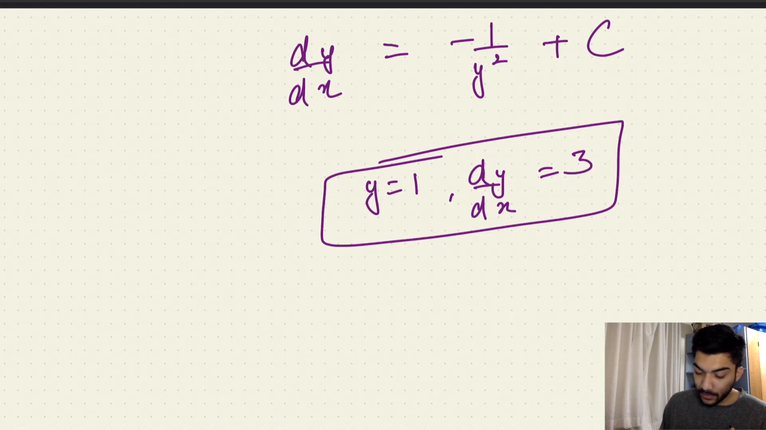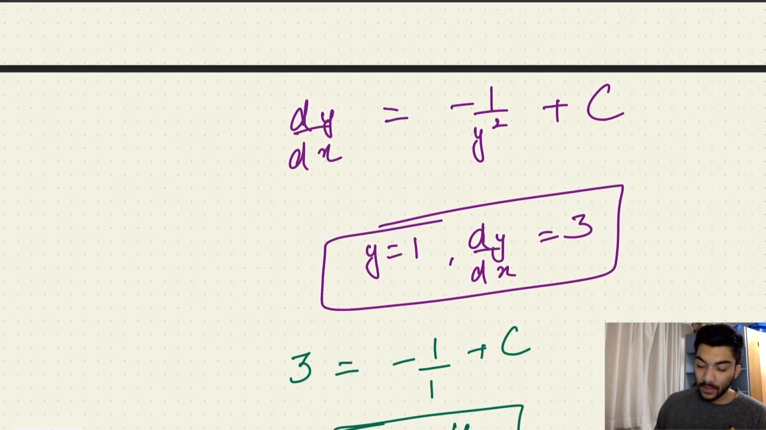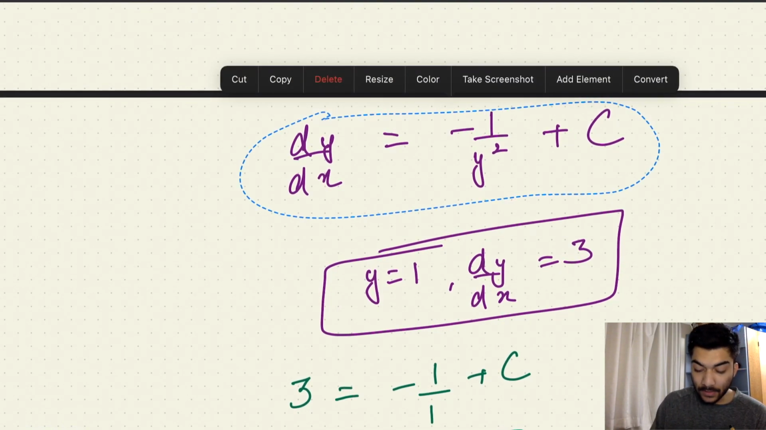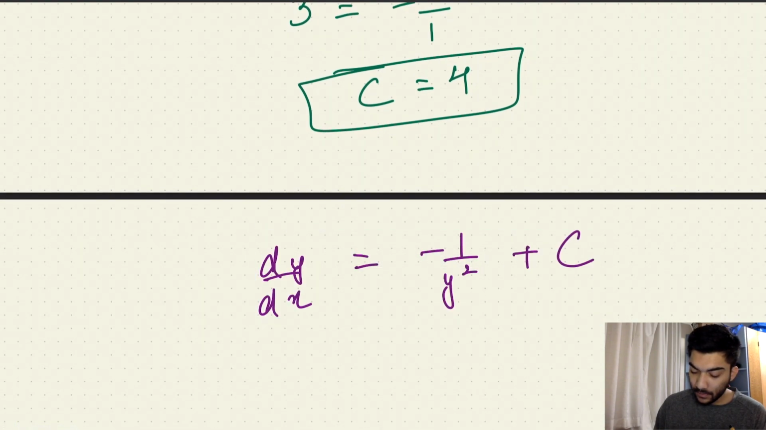So now we can substitute all these values. So it will be 3 equals minus 1 by 1 plus c. So your c will be equal to 4 in this case. So now if c is equal to 4, your dy by dx differential equation will be simply minus 1 by y square plus 4 over here, right? So now this is your differential equation. This is your new differential equation, which is in terms of the first derivative.